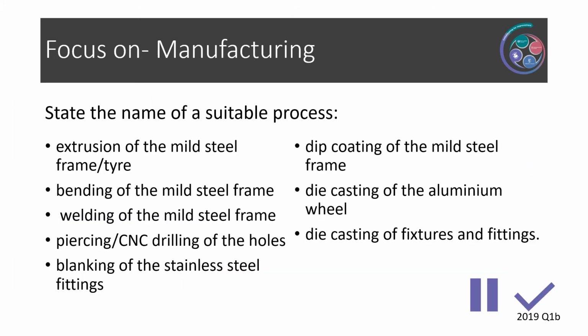Question 1B is worth 6 marks, and 3 of those marks come from stating the name of a suitable process. So let's mark that part first. You would gain 1 mark for saying each of the following things. That the frame has been extruded, bent, or welded.